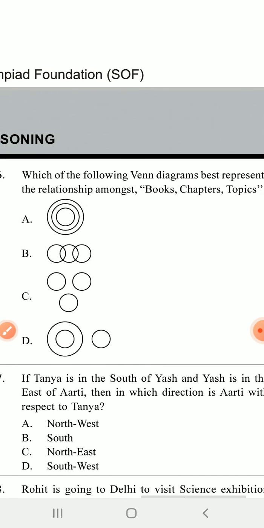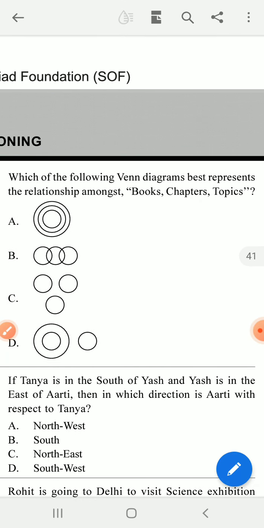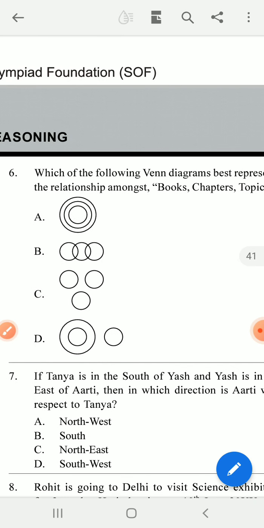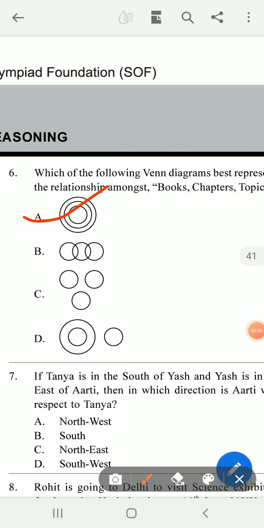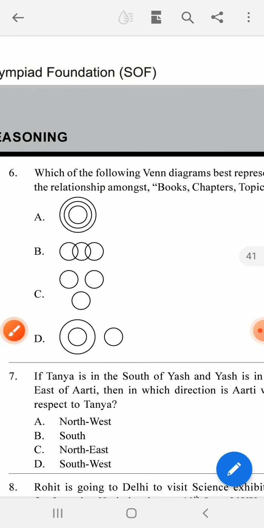Which of the following Venn diagrams best exhibits the relationship among book, chapter and topics? So in the book there is a chapter, and in the chapter there is a topic. So you see that 6A is the answer. The Venn diagram is shown in such a way. In the innermost circle you see the topic, and after this there is a circle that shows the chapter, and after this there is the largest circle, that is book. So inside the book there is a chapter, and inside the chapter there is a topic. In this way you can show the Venn diagram.